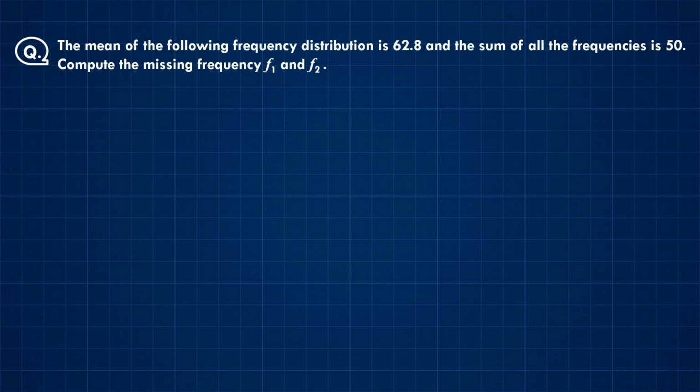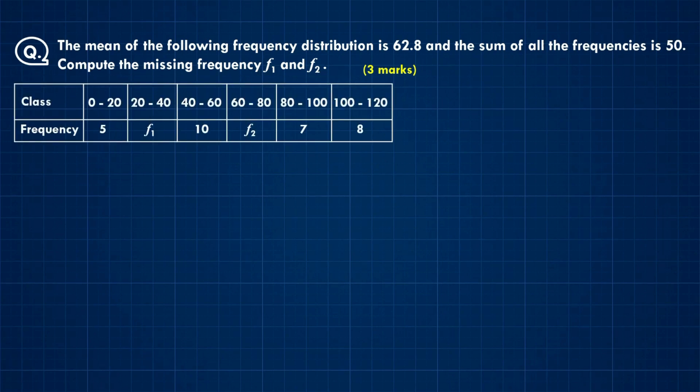Now let's take a look at another problem. The mean of the following frequency distribution is 62.8 and the sum of all frequencies is 50. Compute the missing frequencies F1 and F2. In this case, there are two frequencies missing. So this type of question will be a 3-mark question in your exam paper.